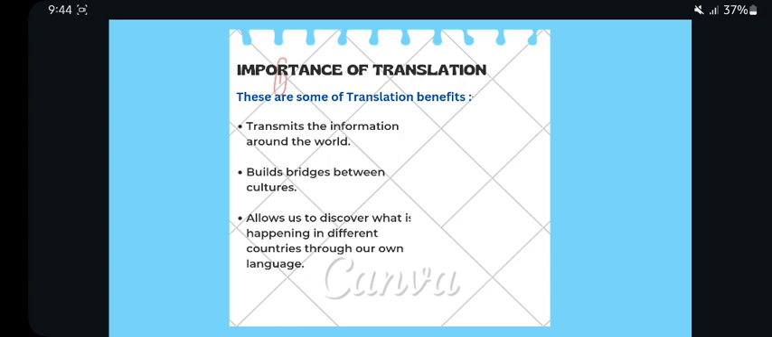Second, the importance of translation. These are some of the translation benefits. 1. Transmits the information around the world. 2. Builds bridges between cultures. 3. Allows us to discover what is happening in different countries through our own language.